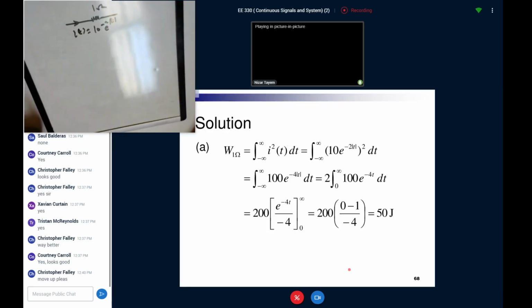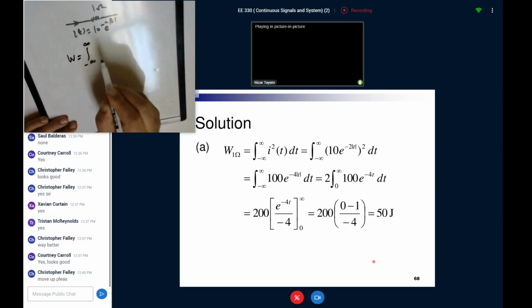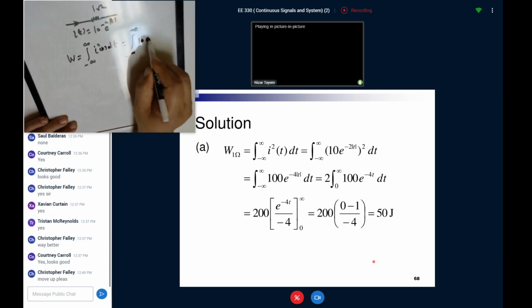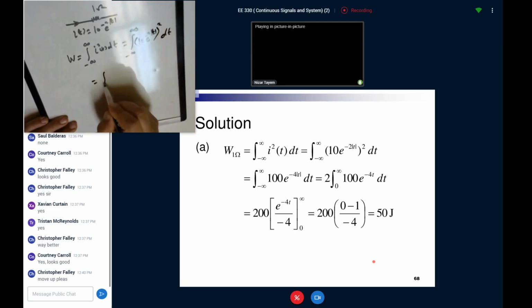So to find the energy in the time domain, we just use the formula. W, the energy, is equal to the integral from minus infinity to infinity of i squared of t dt. This is the time domain, which is equal to the integral from minus infinity to infinity. i squared is going to be 10 e^(-2|t|) squared dt, which is going to be equal to the integral from minus infinity to infinity of 100, since 10 squared is 100, and then e^(-4|t|).